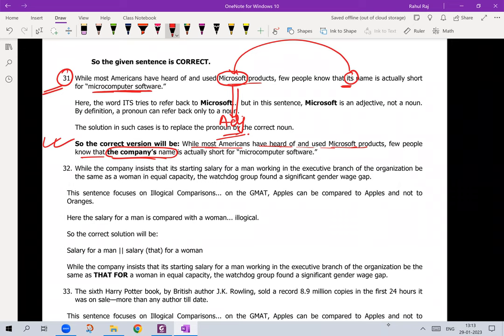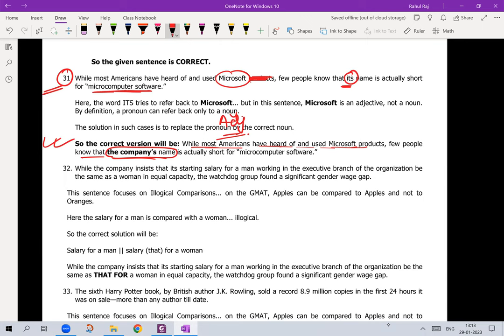Agreed? Yeah. When you think that you figured it out, you throw a bomb. Anyone, any doubt? Microsoft is a noun. Anyone has this doubt? Because remove Microsoft and read the sentence. While most Americans have heard of and used products, yeah, they might have used product. But if you remove product and read the sentence, while most Americans have heard of and used Microsoft. How can you use Microsoft? You can't use Microsoft. You can use Microsoft's product.